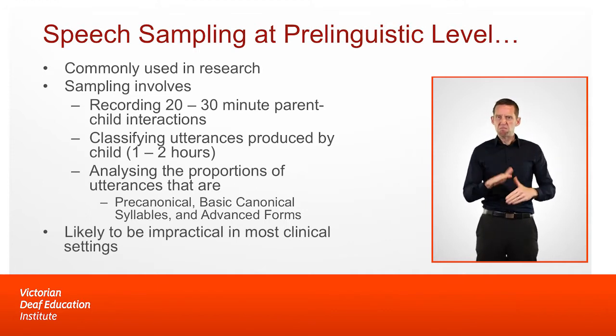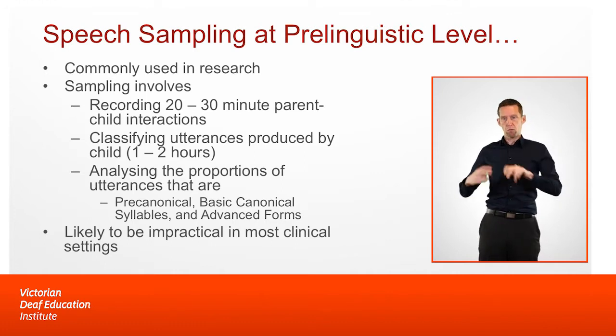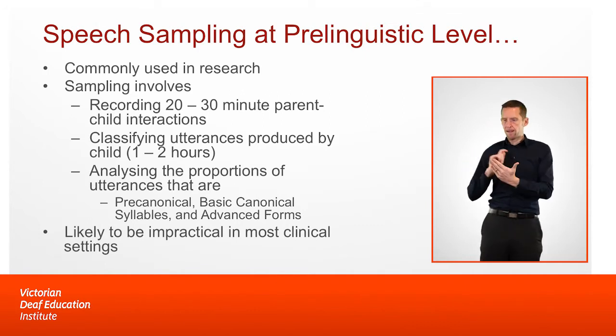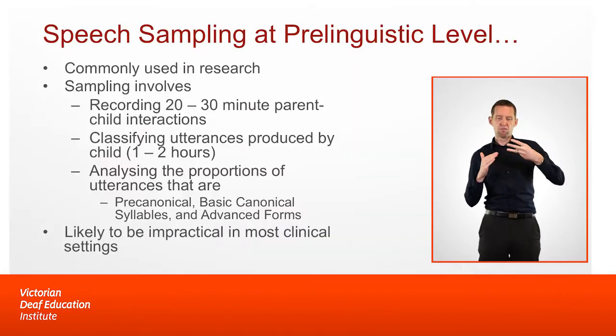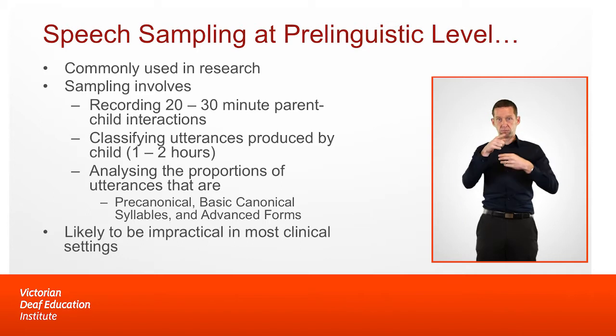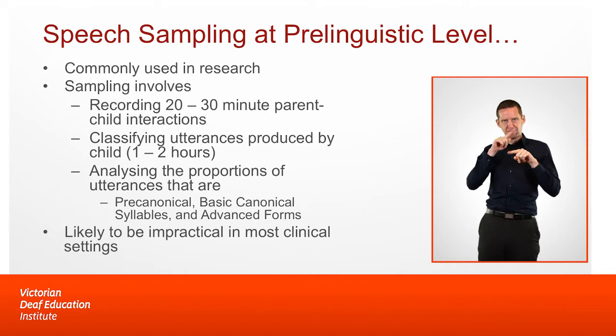In our research, we did speech sampling with these infants. What we did was we video recorded children and their parents for 20 to 30 minutes. And then we classified whatever came out of the child's mouth. That took about 2 hours to classify them as pre-canonical, basic canonical, or advanced forms. So it's a lot of work and a lot of computer power, and it's not likely to be practical in most settings, with early intervention settings or school settings.